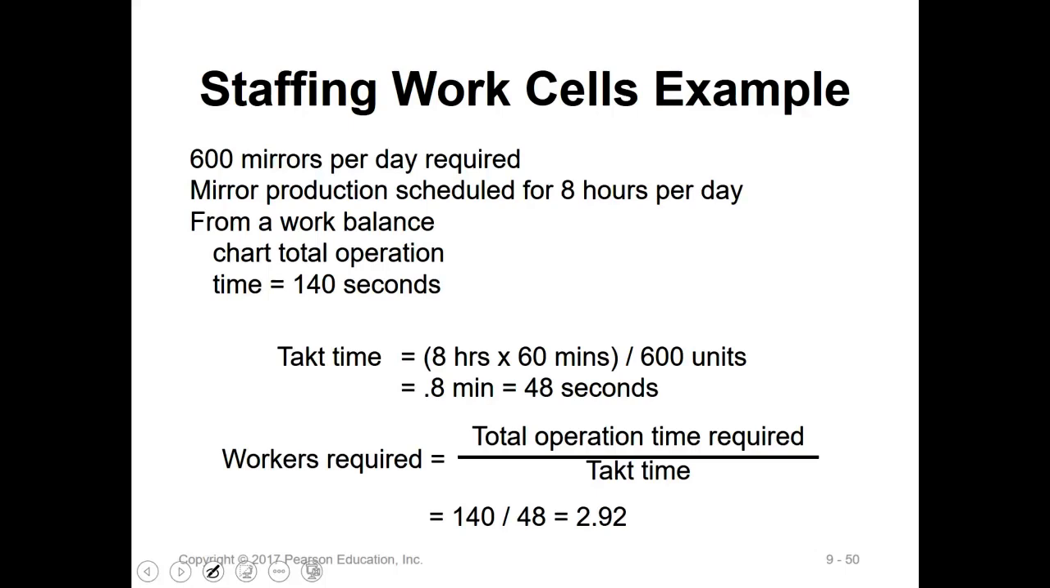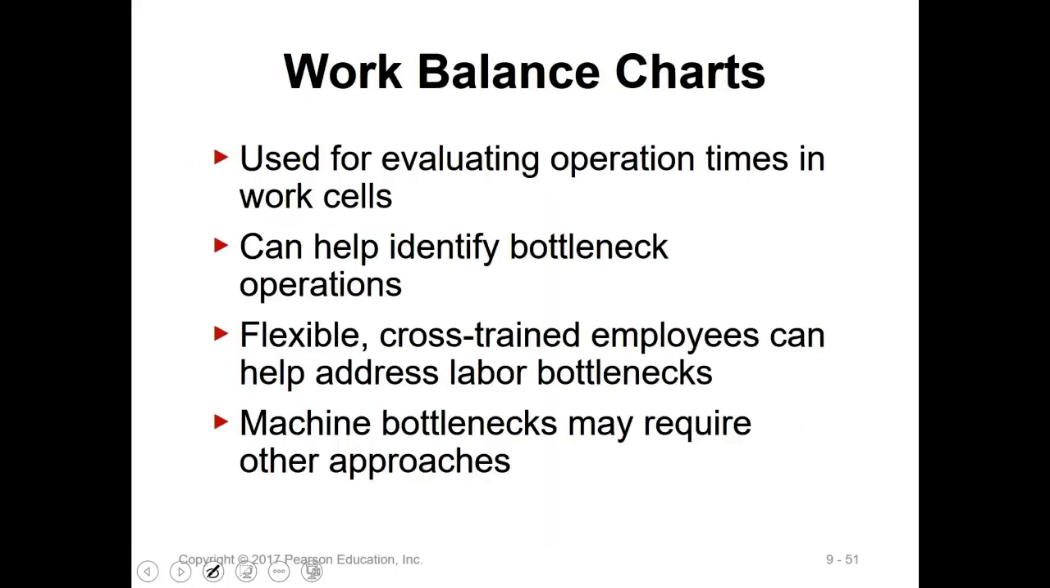And total operation time, we just count all of the 5 procedures, add them up together, 140, divided by 48. This is 2.92. Because these are people, you cannot say we need 2.92. So you need 3 operators in this working process in order to meet the customer requirement. So this is the staffing and the work cells.